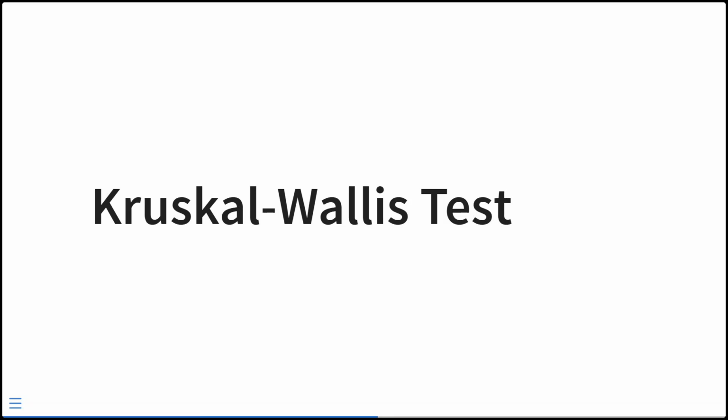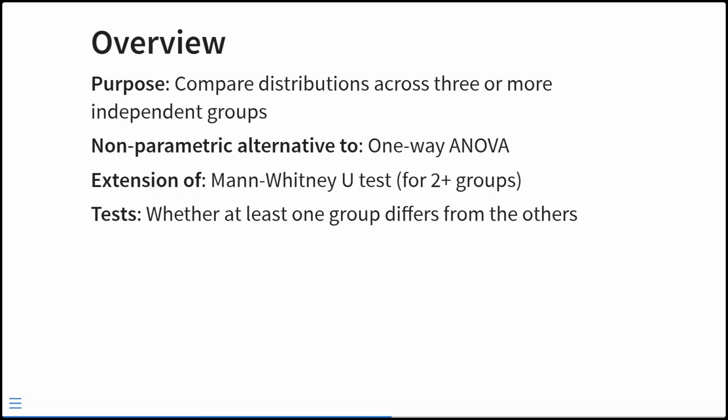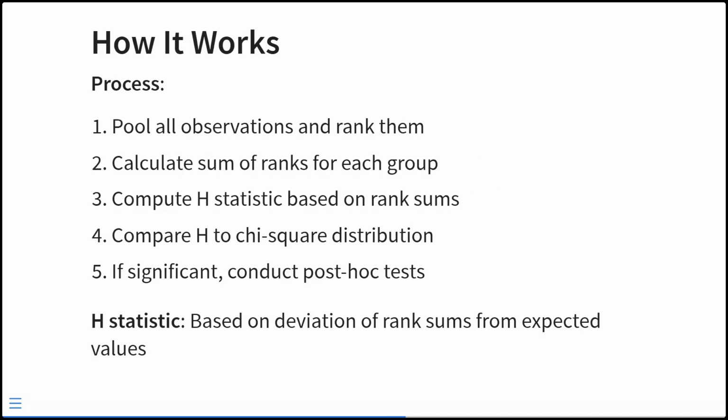So, the Kruskal-Wallis test. The next test usually is the Kruskal-Wallis test. It is more or less an alternative to the ANOVA, and you use the ANOVA for 3 or more groups. So it's supposed to be 3 or more groups here, not 2 or more groups. When you want to compare distributions across 3 or more groups, you consider the ANOVA. So how does it actually work?